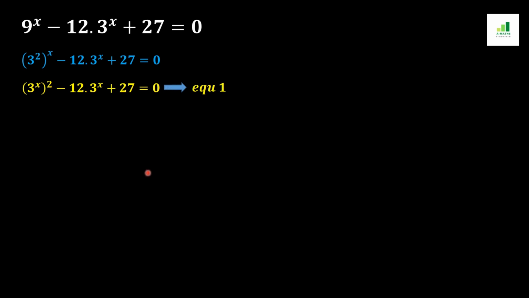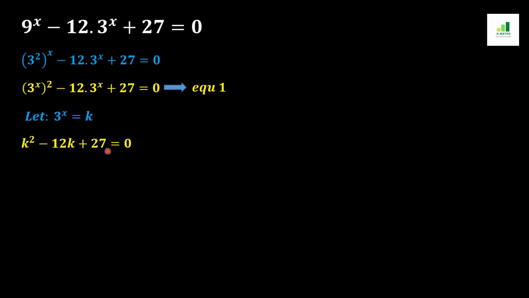Now in the next step I will suppose 3 to the power x is equal to k, and now we will replace this 3 to the power x inside equation 1 with k, and after replacing we will get k square minus 12k plus 27 equals 0, because this 3 to the power x will be replaced with k and the square will remain the same, 12 will remain the same, and the other part of the equation will remain the same.